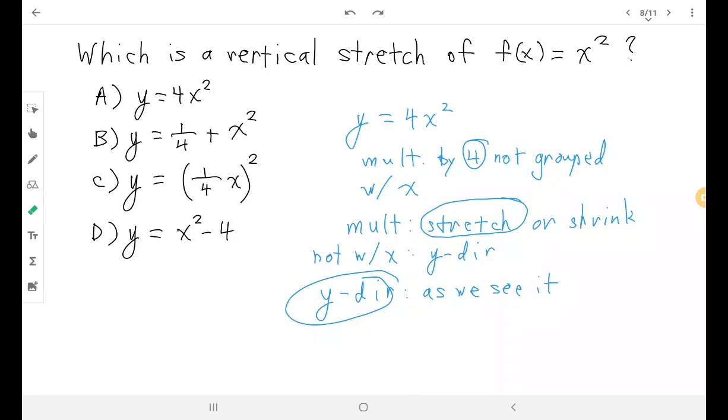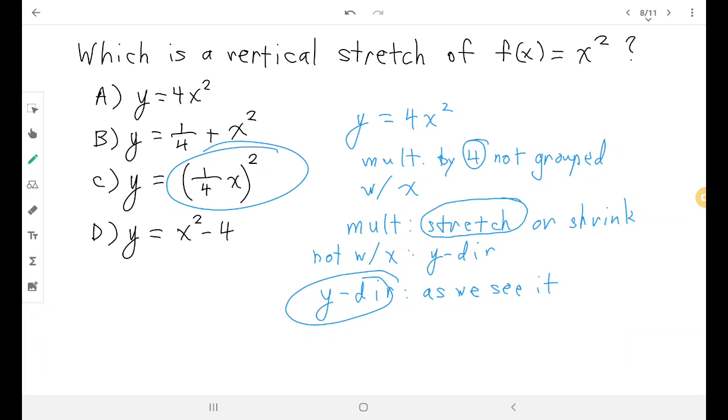But let's explore what these other ones would do. Okay, so first of all, in this one, what have we even got there? Well, we've got addition, which is a shift, a translation, not a stretch. Multiplication is what causes stretching and shrinking. There is no multiplication here. It's the two things being added together. So this one you can completely ignore. Same thing with this one, there's subtraction. That means a shift. Adding and subtracting means shifts. So I can completely ignore that one.